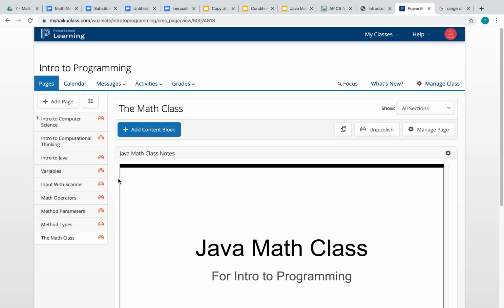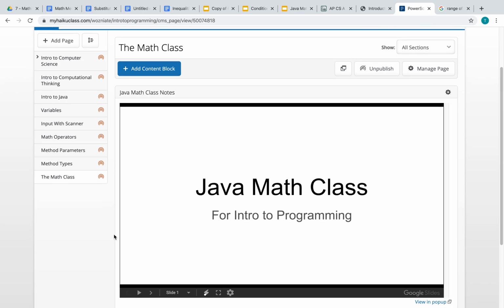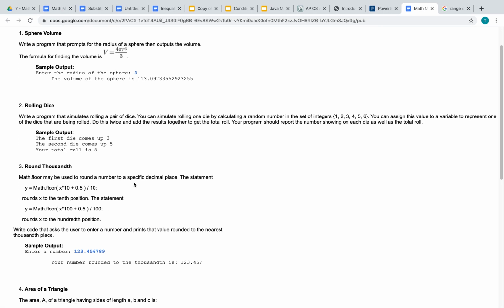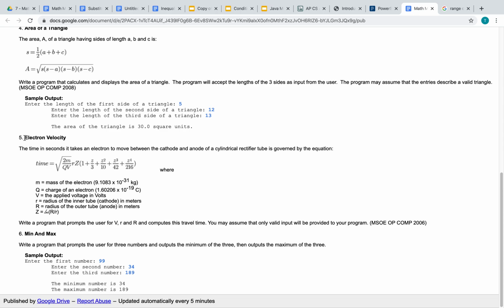Alright guys, so we learned a little bit about math class yesterday, Java's math class, and so today what we're going to try to do is write some of these methods that are in this file right here. So math class methods, go ahead and click on that. Okay, and I'm going to jump down to number 5, electron velocity. We're going to walk through how to do this program so that you should be able to handle any of the other ones.